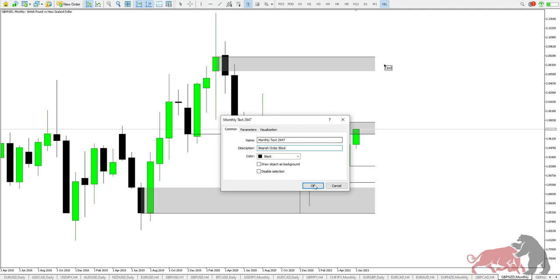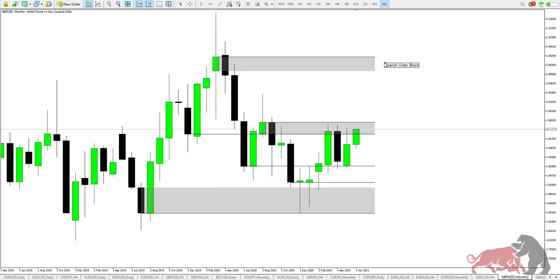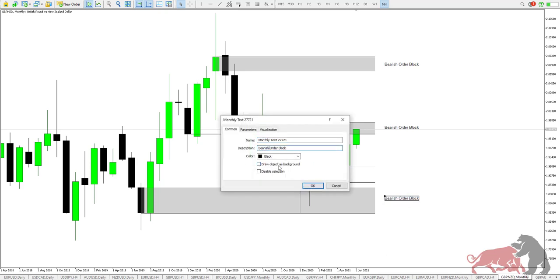We have a bearish order block here. So that's the first one. And then we also have where price is currently at, and then we have a bullish order block down here. Now this is on a monthly.